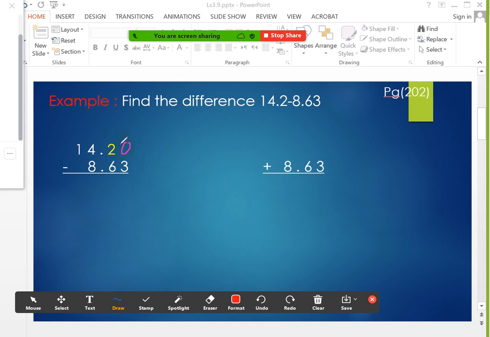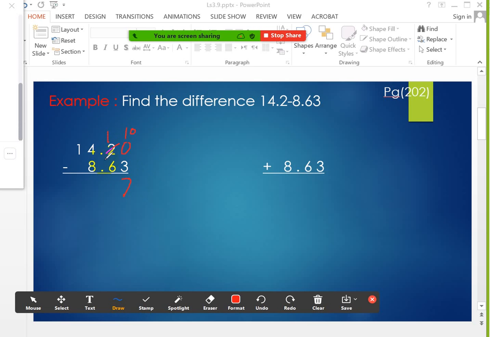So I will borrow from the 2. It will be 1. And I will take this one and put it next to the 0. I will write it here, girls, to make it clear for you. So it will be 10. Now 10 minus 3 equals 7.